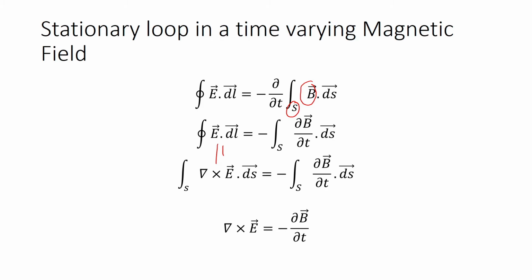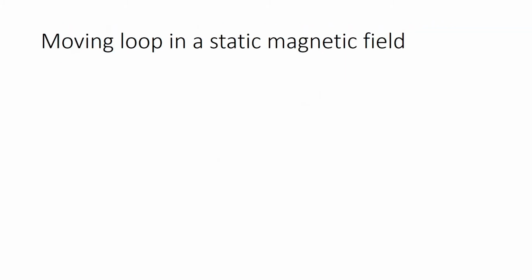This is the relationship between the magnetic flux density and the electric field intensity. Identify that if the magnetic flux density is not changing with time, then del cross E bar is equal to 0, which is the same as what we got for static electric fields. Now, what would happen if a loop is moving in a static magnetic field?